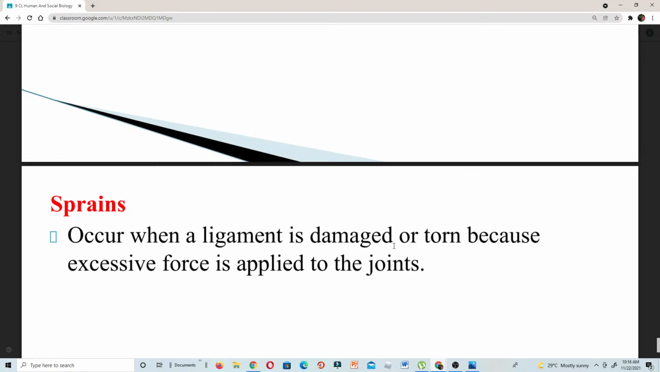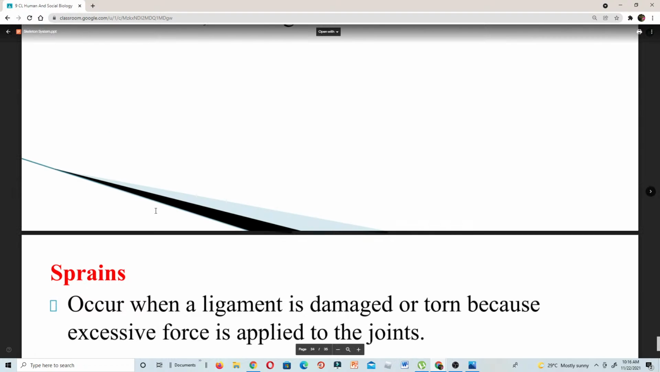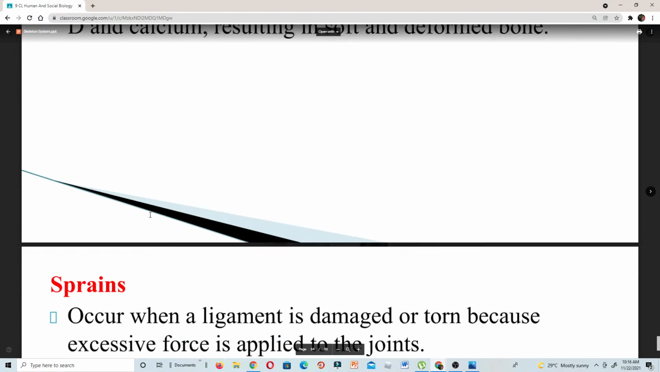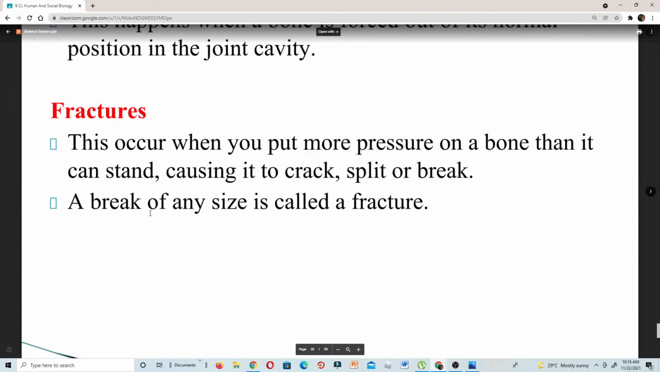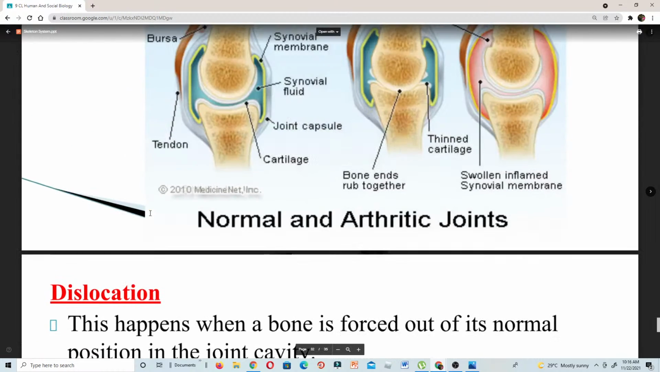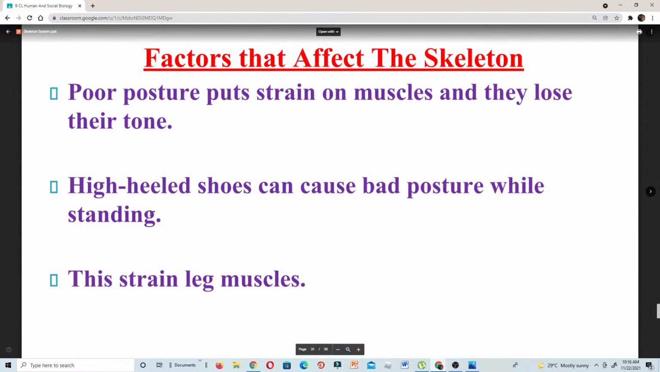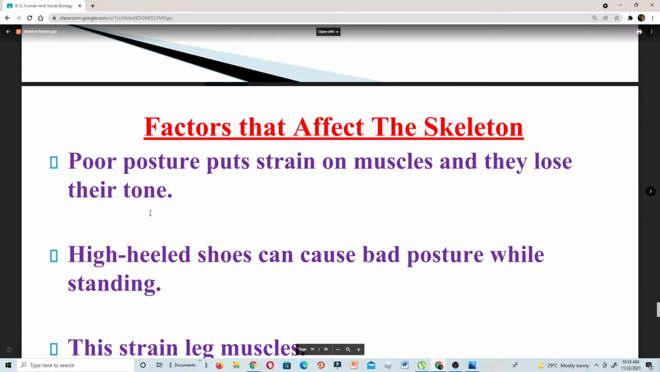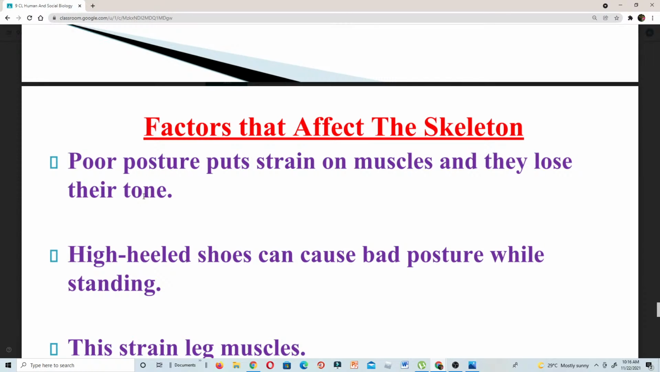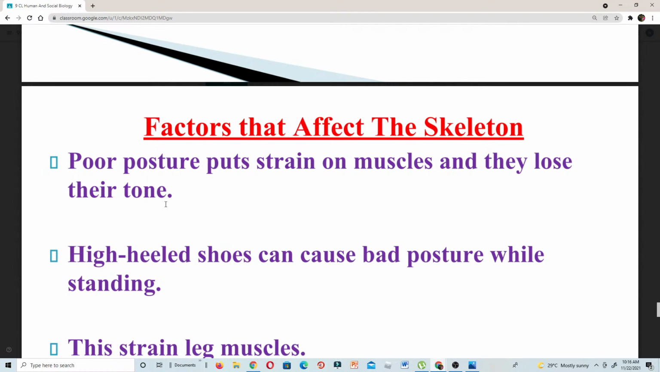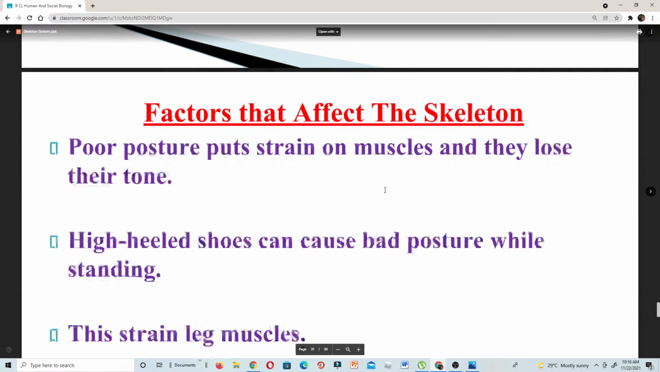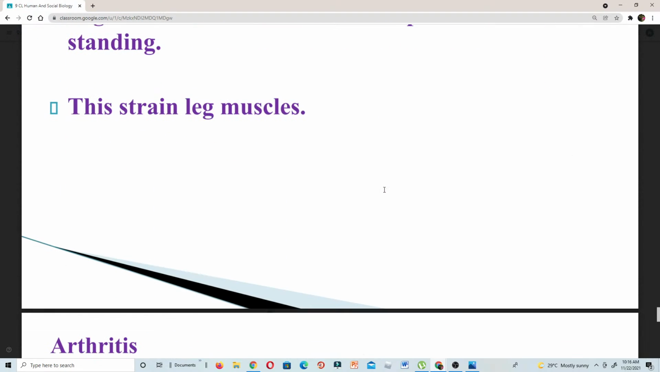So all those are different factors that affect our skeletal system. So we have the sprain there, rickets, osteoporosis, we have fractures, dislocation, arthritis, and of course poor posture. Those all have negative effects on the human skeletal system. Right, so that should conclude it for the skeletal system.